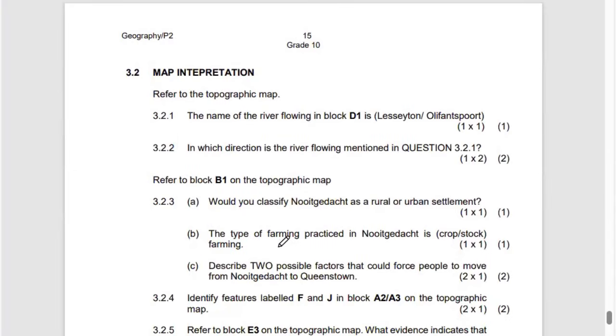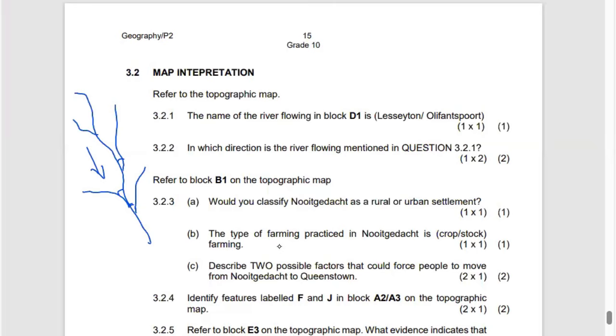Name the river flowing in block D1. You are supposed to just highlight and figure out the river. In which direction is the river flowing? You check indicators of the direction of the river flow. For example, let's say a river is like this. If there are tributaries joining the river like this, you check where the acute angle is facing. The acute angle is facing this direction. It means this river is coming from here and going in this direction because of the acute angle.